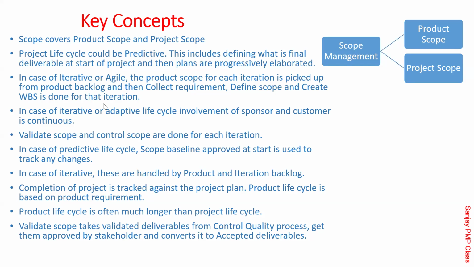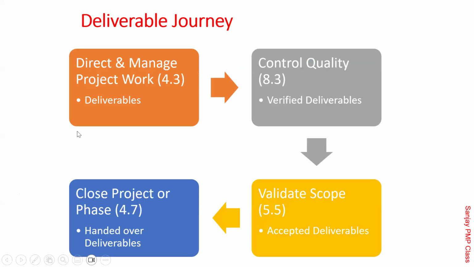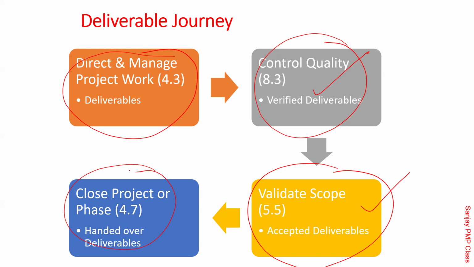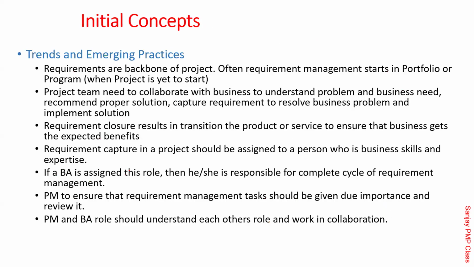So coming back to this, some concepts related to that. As you know, in all the knowledge areas, when we start with that, there are some concepts here. It is again trying to say direct and manage project work creates the deliverable. They are given to control quality, who converts them into the verified deliverable. This is your own team. They are then offered to the customer, who makes it into an accepted deliverable, and finally close project. This whole thing I have shown to you using arrows on that master diagram.